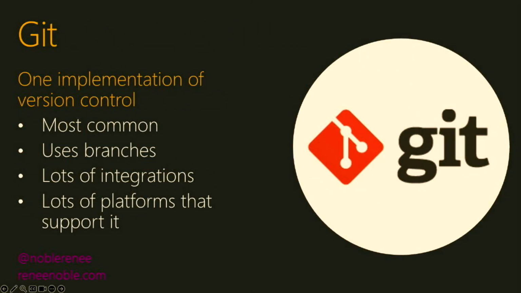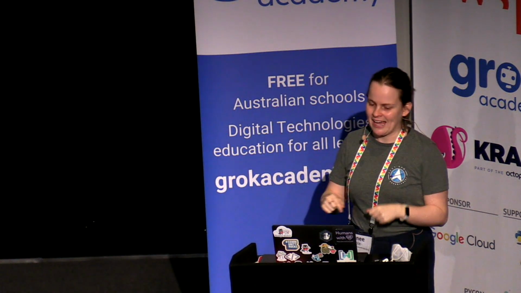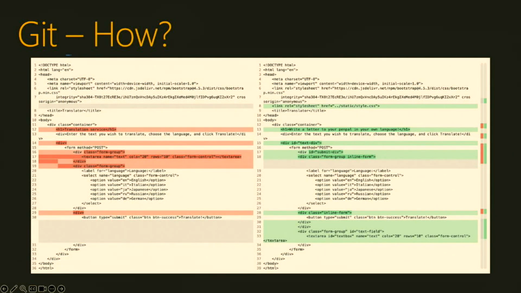Then we're going to talk about Git, which is an implementation of version control. There's different kinds of version control. This one's the most common, and it has things like branches, which are really useful if you especially have multiple people working together, and then you can learn how to merge them yourself and not have a panic attack about that, because it's actually fine. And there's lots of integrations for Git where you can use it to deploy code or things like that, and lots of platforms that support Git, like GitHub, which we're going to talk about in a second.